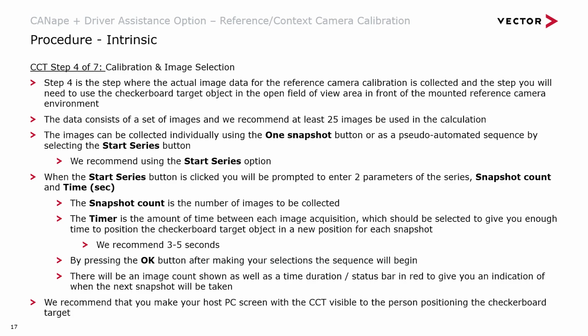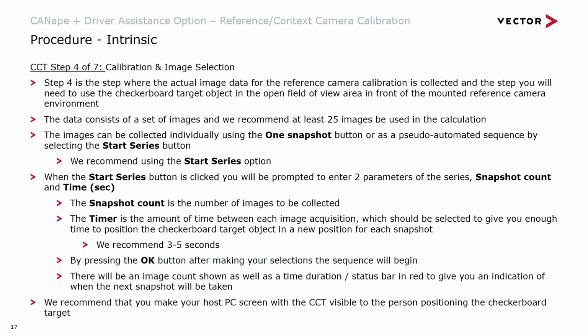In step 4, you will collect the images for the camera calibration. You will need your chessboard target and the vehicle position such that there is a free space in the field of view of the camera under calibration. As described previously, the data for the calibration calculation consists of a collection of images where the quantity is entered in step 4. We recommend 15 to 25 images be used in the calculation. The images can be collected individually using the One Snapshot option or through a pseudo-automated sequence by selecting Start Series button.